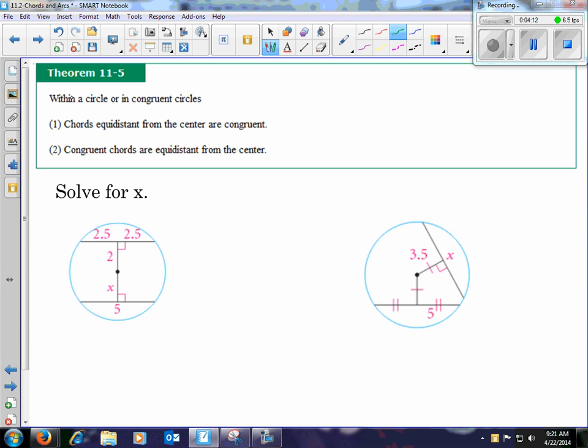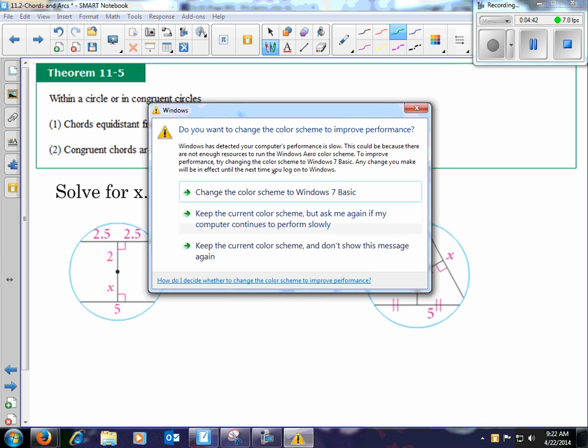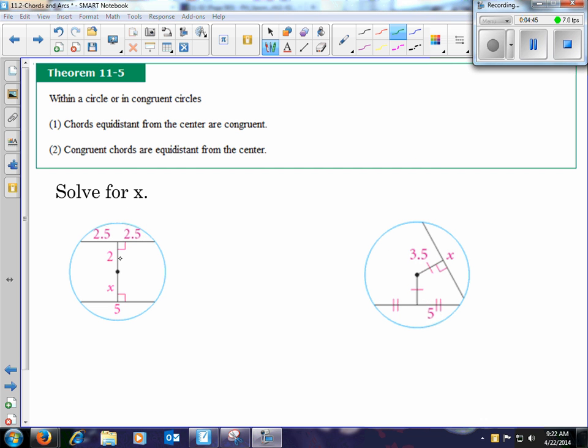So, our next theorem says within a circle or in congruent circles, chords equidistant from the center are congruent. So, if this distance here is congruent to this distance, then my chords are congruent. And remember, my chords are a line that have endpoints on the circle. And then I also have congruent chords are equidistant from the center. So that means if this chord here is congruent to this chord, then the distance from the center to the chord is the same.